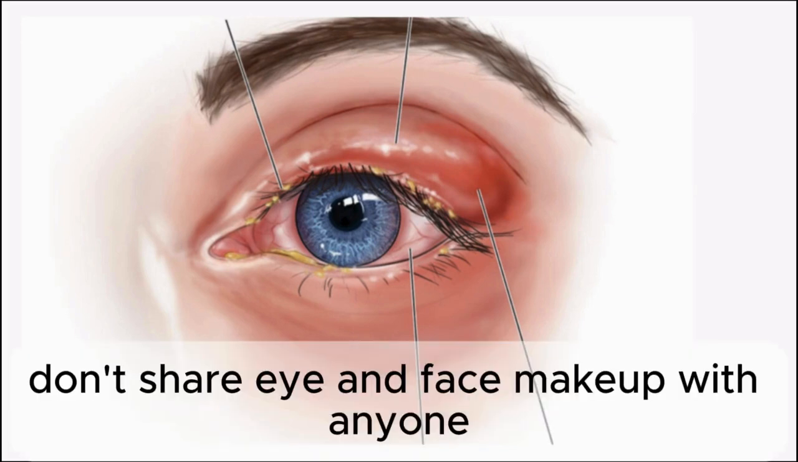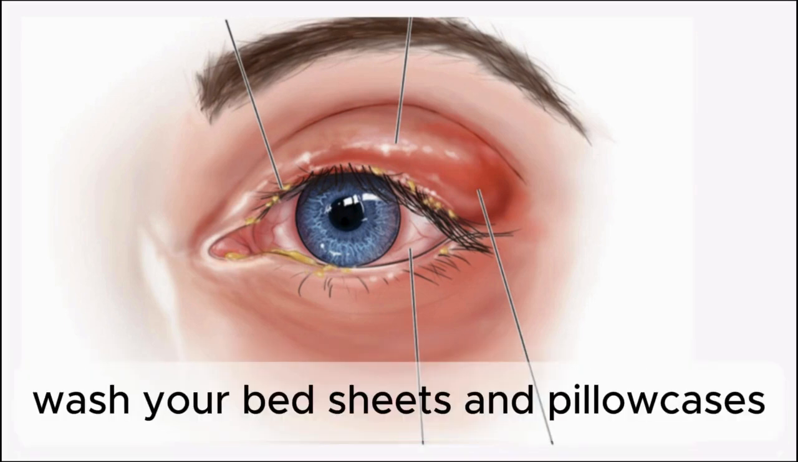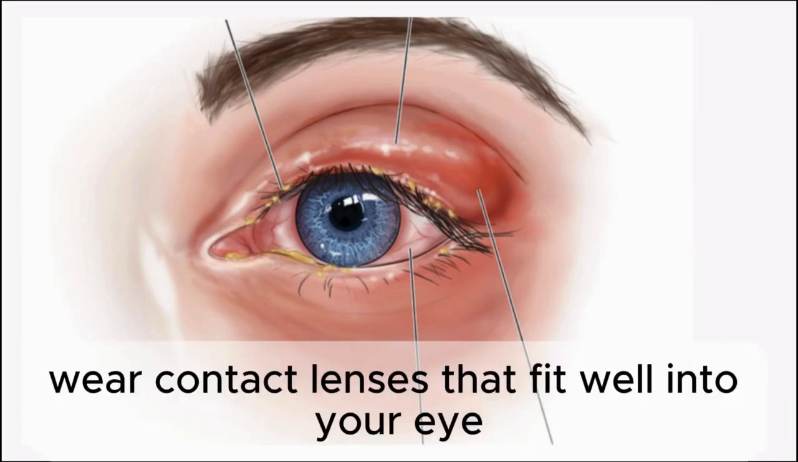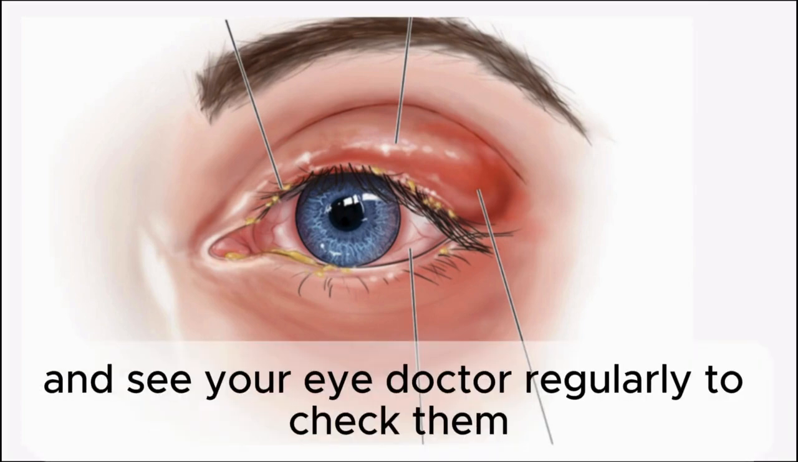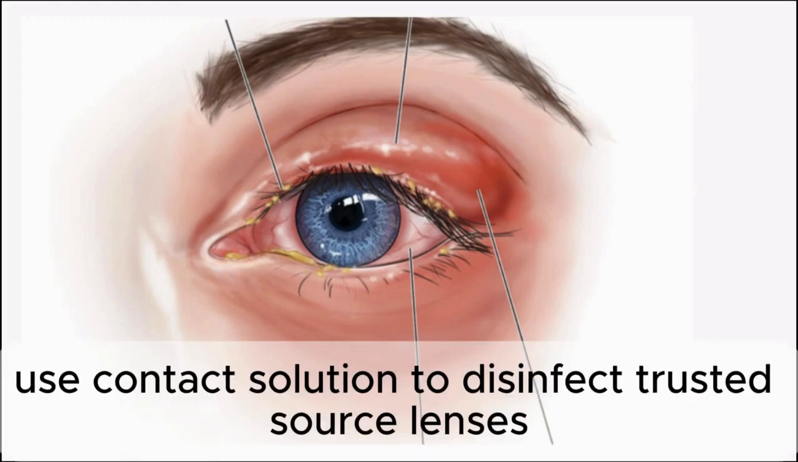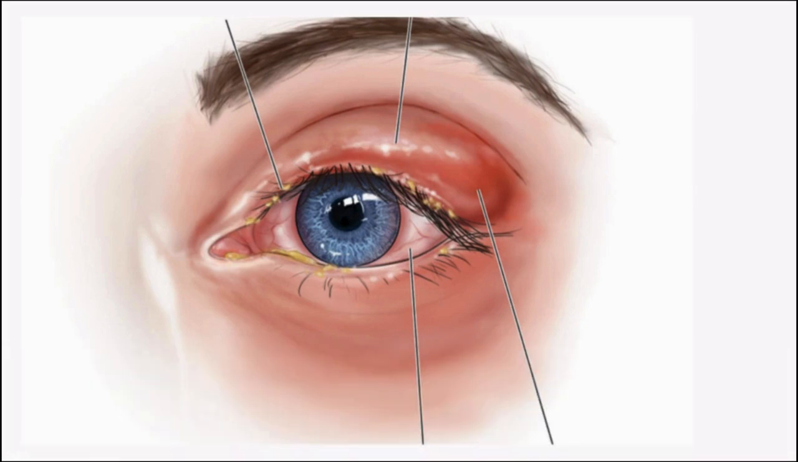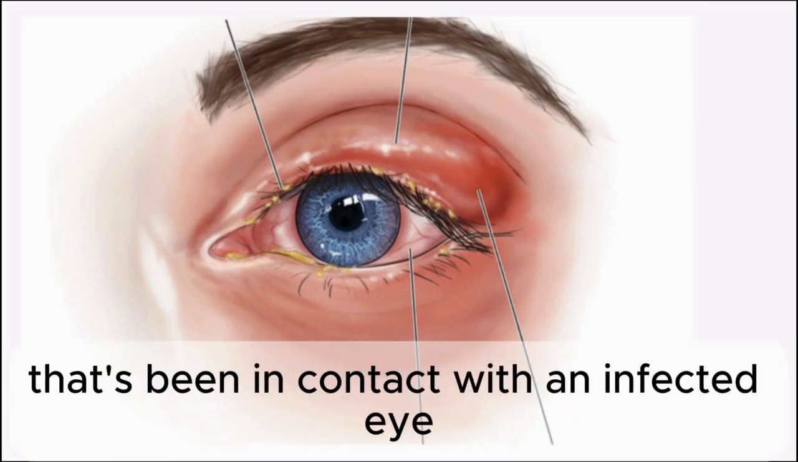Don't share eye and face makeup with anyone. Wash your bedsheets and pillowcases at least once a week. Wear contact lenses that fit well into your eye, and see your eye doctor regularly to check them. Use contact solution to disinfect lenses every day. Don't touch anyone who has conjunctivitis. Replace any object that's been in contact with an infected eye.